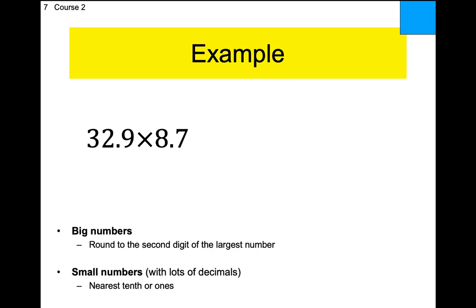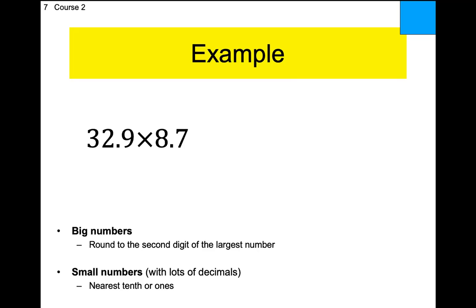All right, let's do one. Here we go. Hey, multiplication. You're not going to see that symbol much more. 32.9 times 8.7. I'm reaching for a calculator. Most of you as well too, right? Or we can do some rounding. Let's round to the nearest ones or whole number. What does this number round to? 30. What does that number round to? 9. What's 30 times 9? 270.